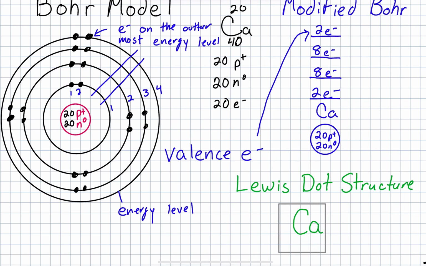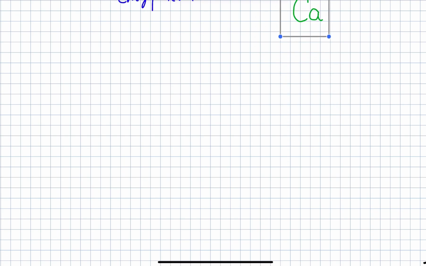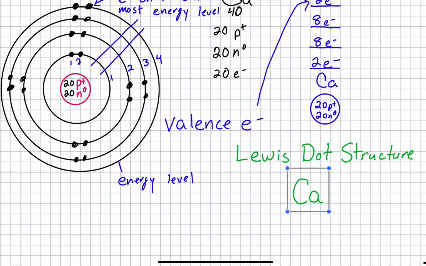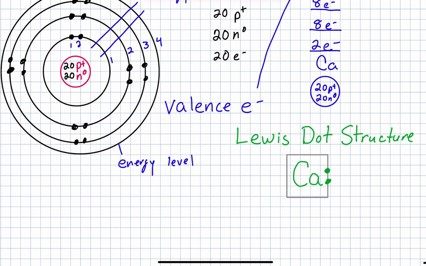Another rule that we have is you're going to pretend that there's an imaginary box surrounding your symbol. And the reason why we have this imaginary box is because when we put electrons around it for our Lewis dot, only 2 electrons can fit per side of the box. And so with that, when I put my electrons, I'm going to put 1, 2 electrons.